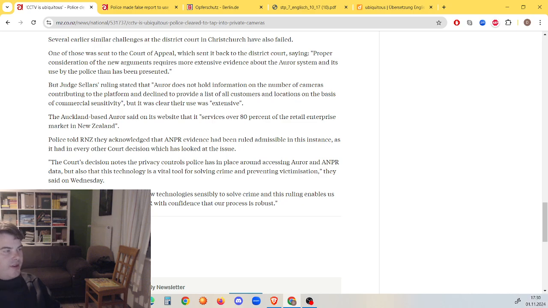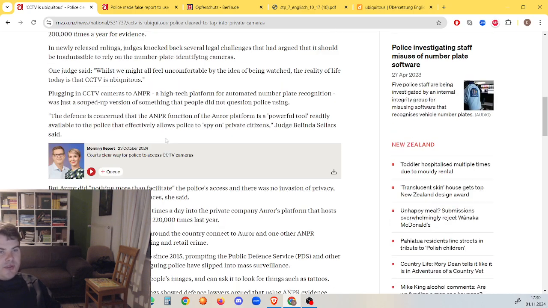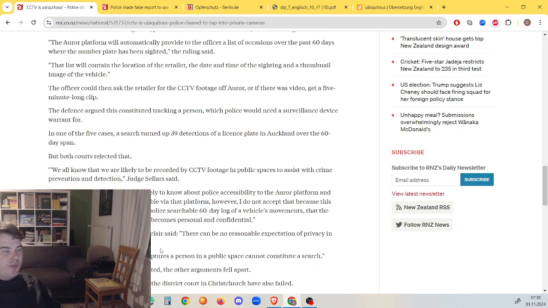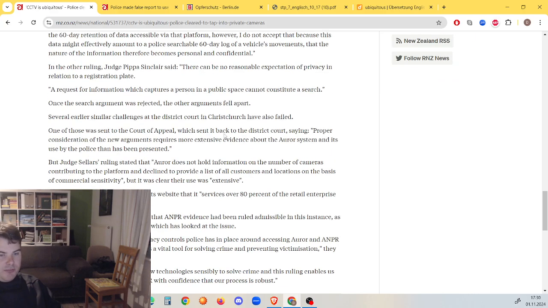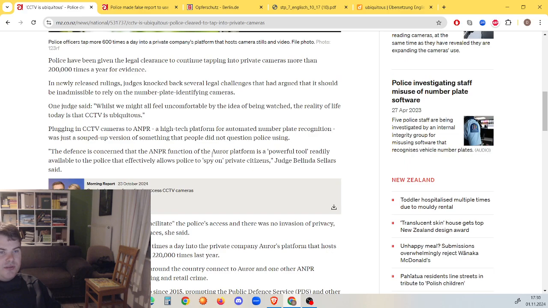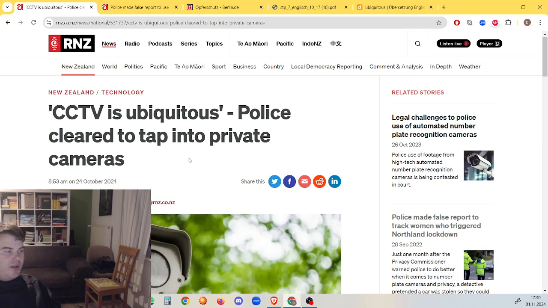So, what does this mean? Would this work? Is this something that is passable in Germany? Do you understand the New Zealand police's mentality when it comes to this? Do you agree with them or disagree with them? And do you think that this could be abused?